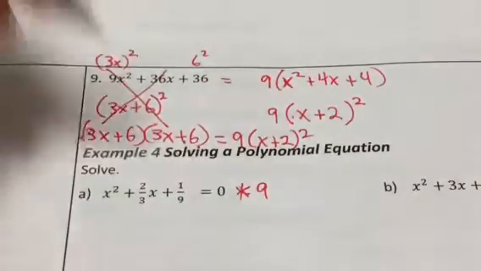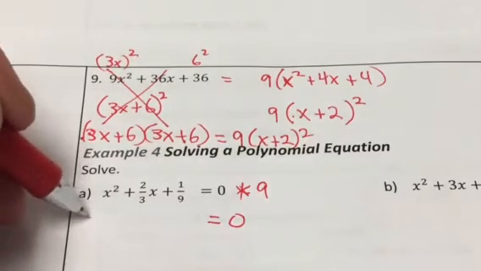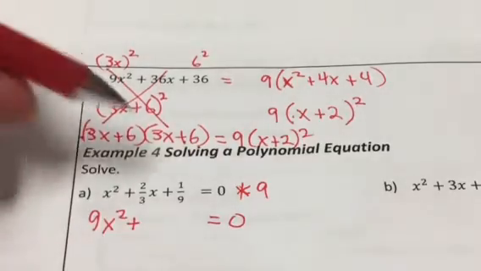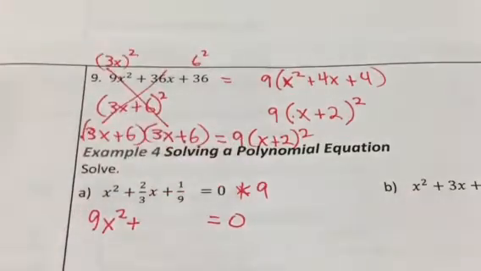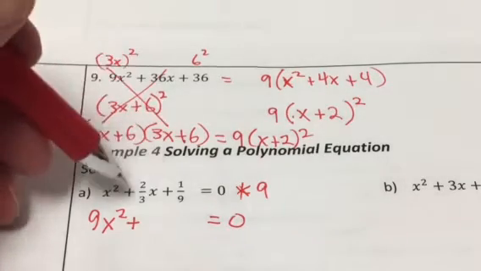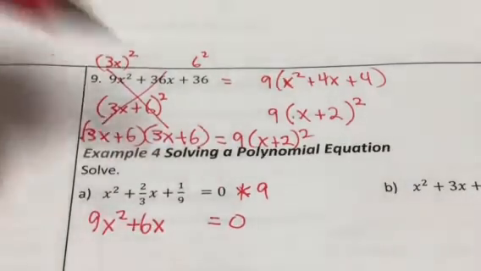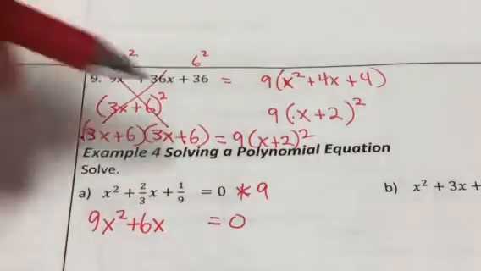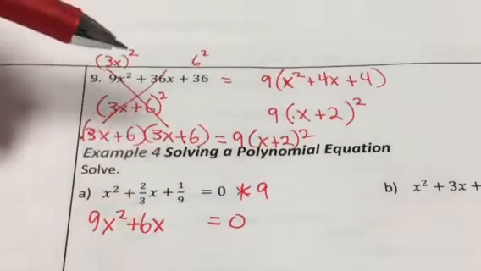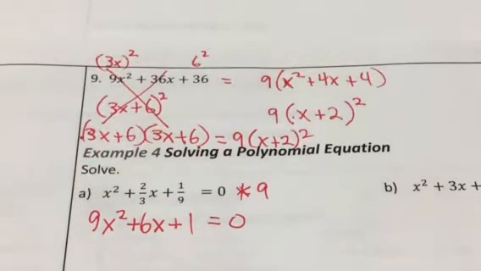Now when you multiply 0 times 9, it's still going to be 0. So on this side, we're still going to have 0. But we're going to have 9 times x squared, which is 9x squared. We're going to have 2/3 times 9. So follow me on this. 2/3 of 9 is 6. So now we're going to have 6x. All right, and then 9 times 1/9, or 1/9 of 9, is 1.